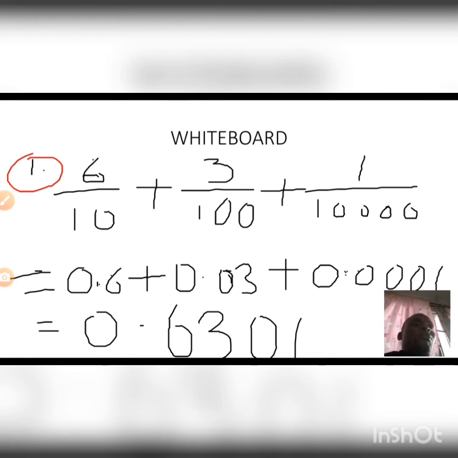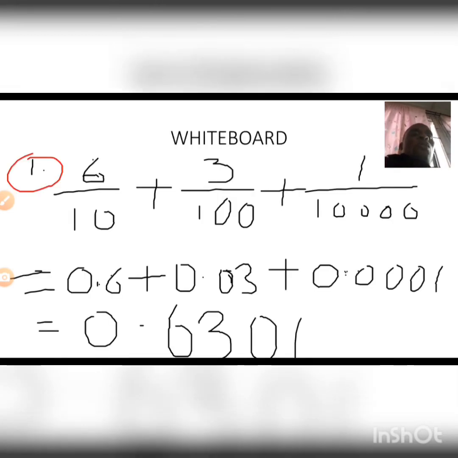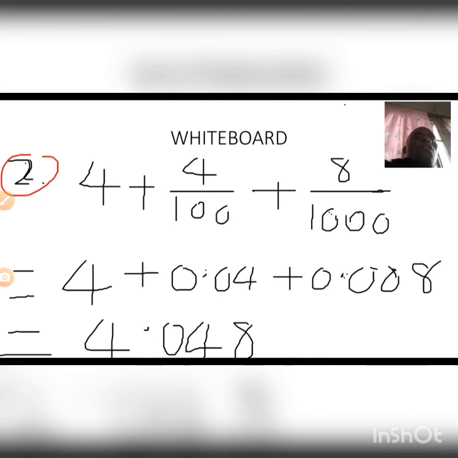All right. Now, let's look at the next question. The next question is 4 whole number plus 4 over 100 plus 8 over 1000. Now, this question has a whole number. So how do we deal with this whole number? All right, let's see. First, we have 4 plus 4 over 100 plus 8 over 1000. The 4 remains a whole number, but the same way we've changed the previous fractions, we are going to change these ones like that.